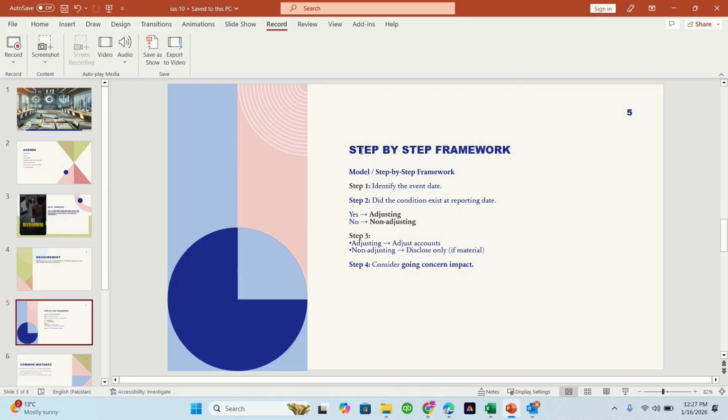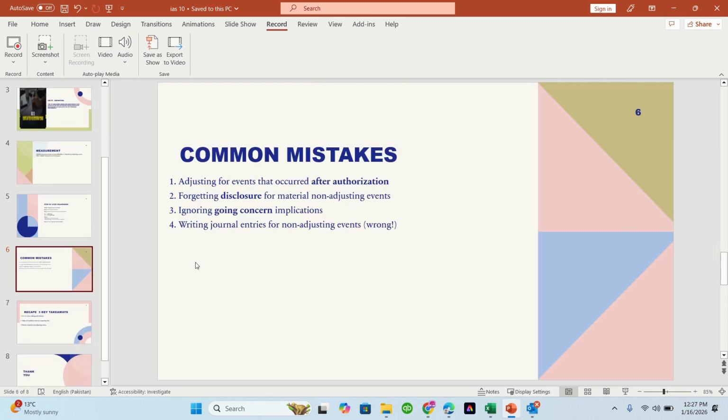Okay, here we have a step-by-step framework relating to IAS 10. First of all, identify the event date. Secondly, did the condition exist at the reporting date? Step 3: adjusting or non-adjusting. If our event is adjusting, adjust accounts. If it is non-adjusting, disclose only if material. And lastly, consider going concern impact.